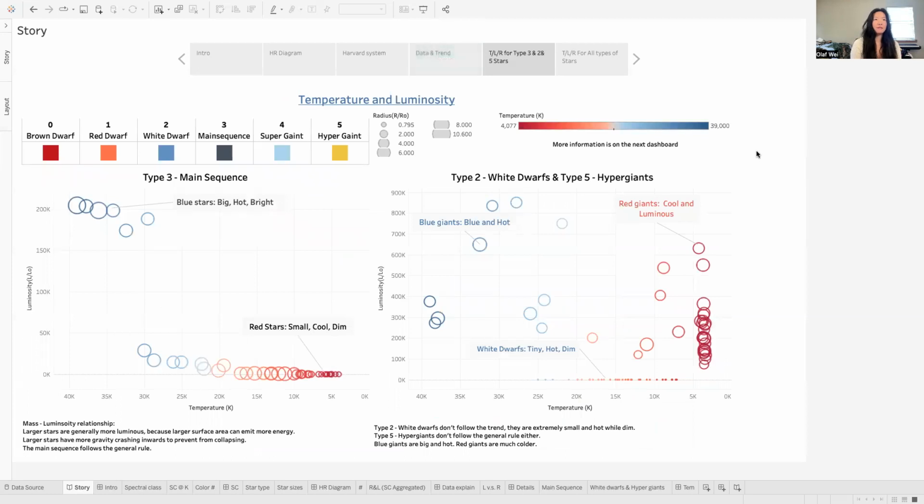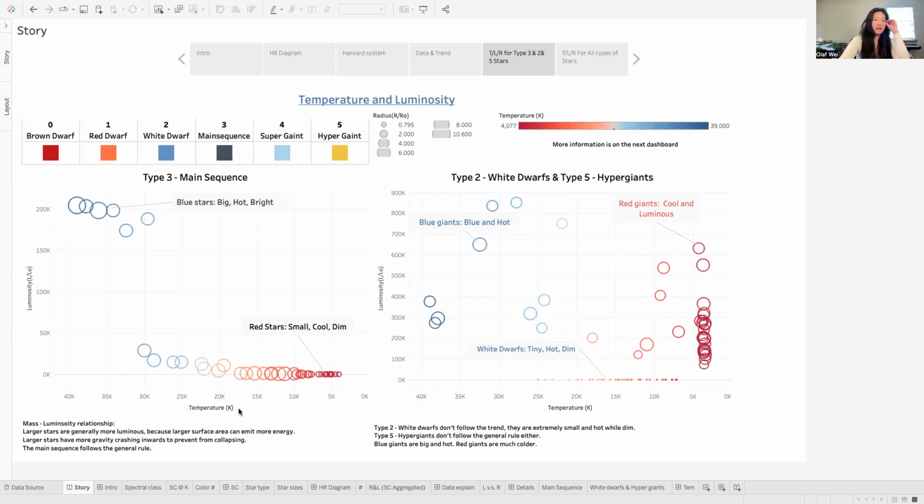So for my fourth dashboard, I want to explore the relationship between temperature and luminosity. I run these 2 dashboards based on type 3 main sequence and the white dwarfs and the hypergiants. The size of the data points is the radius of the stars, and the color is based on the temperature. So the more blue you are, the higher the temperature is, and in reality it is the case too.